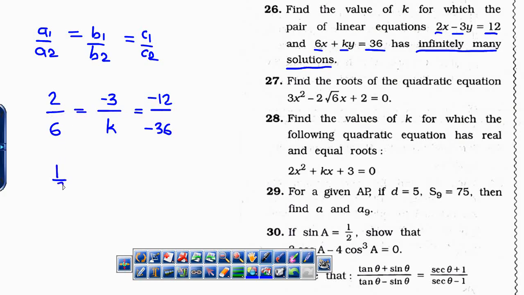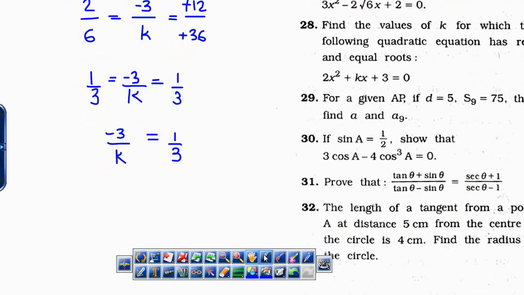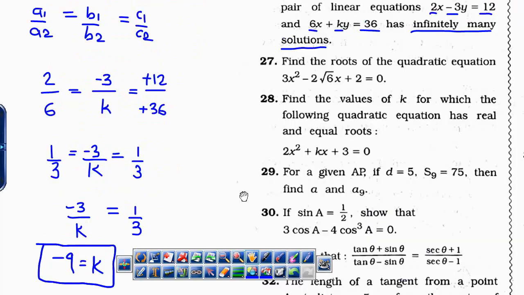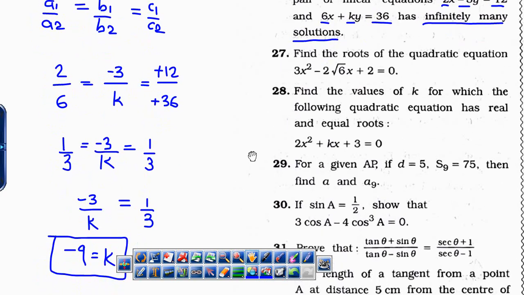2 by 6, 1 by 3 बन गया. Minus minus plus, 12 ones are 12, 12 threes are 36. So we are on the right track. Therefore minus 3k and 1 by 3 are equal. Cross multiply. k की वैल्यू आ गई -9. Find the value of k. Sum over.